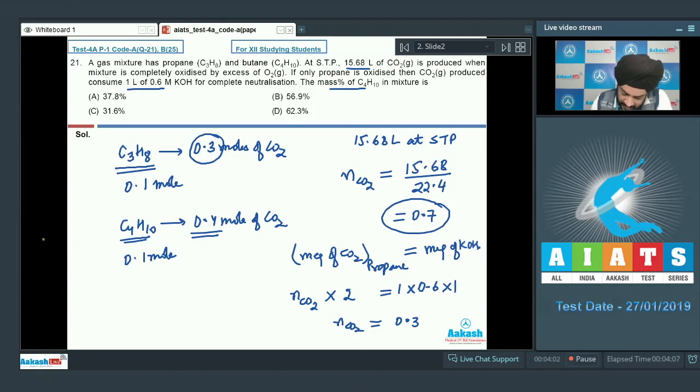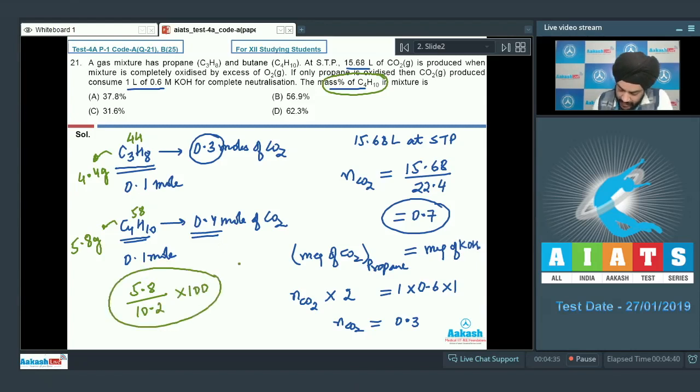And if we talk about the mass, the molar mass of propane is 44, whereas the molar mass of butane is 58. So the mixture contains 4.4 grams of propane and 5.8 grams of butane. The examiner is interested in the mass percentage of butane. That will be 5.8 divided by the sum of these two values, which is 10.2, into 100. So this percentage will come out to be a little less than 58%. Students, we have to select option B as the correct answer to question number 21.